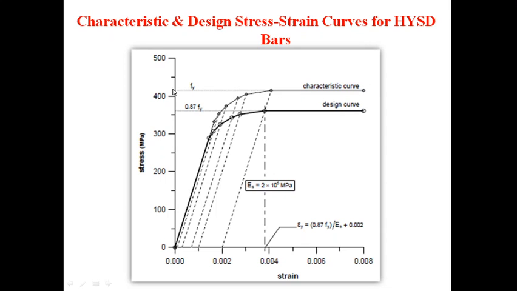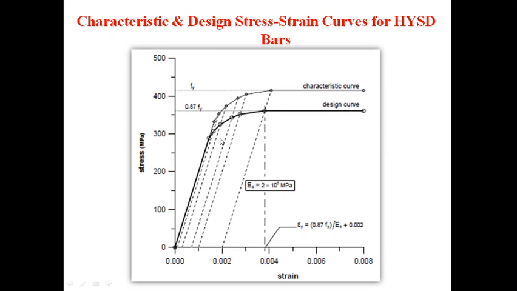characteristic curve, that is Fy, for example Fe415. So here you can see 415, but because of the partial safety factor the curve has dipped down, so it is a design curve as per IS 456, 0.87 Fy. So it is an idealized curve, it is not a lab curve.